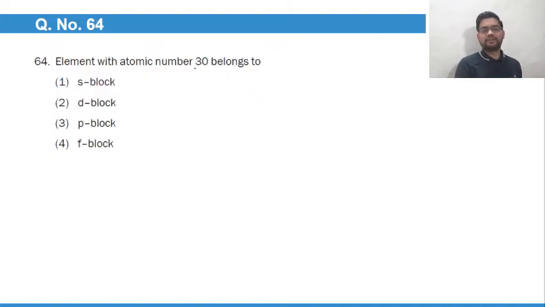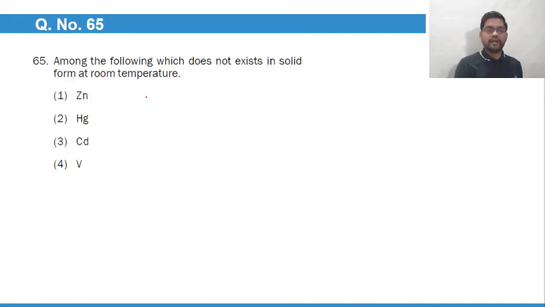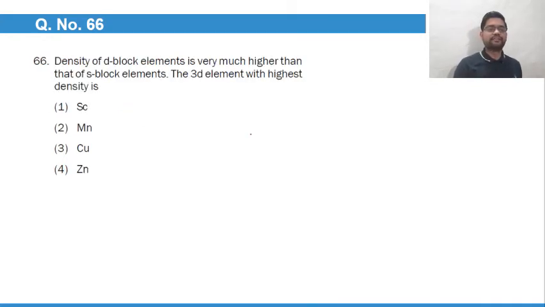Element with atomic number 30 belongs to D block, that is zinc. Okay. 65. Among the following which does not exist in solid form at room temperature? At room temperature, mercury does not exist in a solid form basically. 66. The density of D block element is very much higher than that of S block element. Okay, the 3D element with the highest density will be copper.